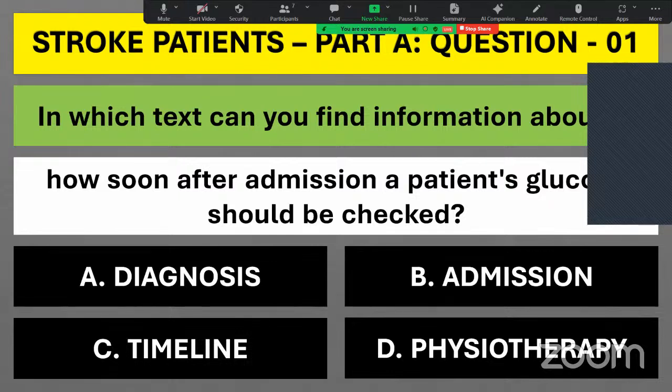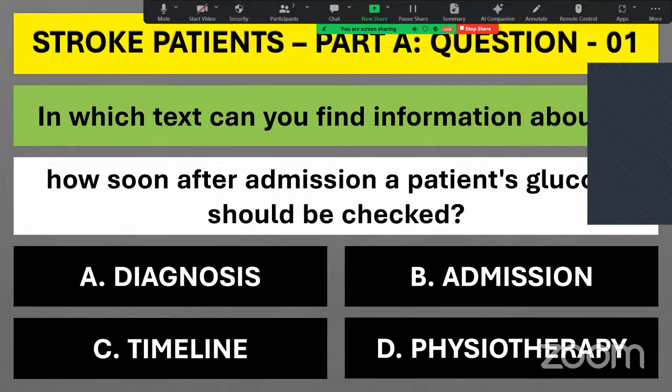So, how soon after admission? It's after admission. You diagnose, then only you admit, right? After admission is the timeline. So how soon means it's related to time, and glucose should be checked. That is in the timeline. Okay, let us think that C is the right answer. Next one.